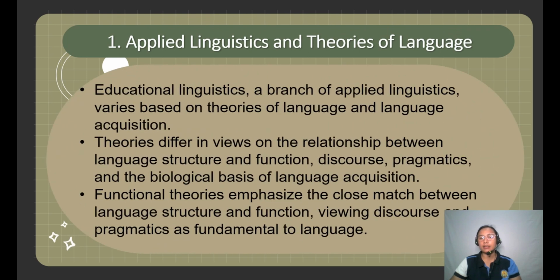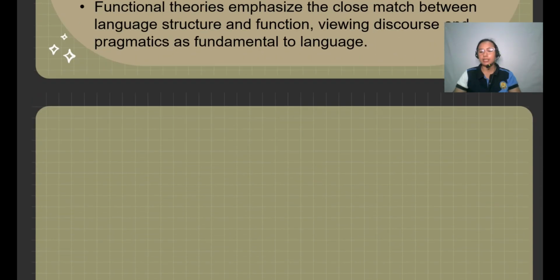First, let's talk about applied linguistics and the theories of language. Educational linguistics is a branch of applied linguistics, and varies based on theories of language and language acquisition. Theories differ in views on the relationship between language structure and function, discourse, pragmatics, and the biological basis of language acquisition. Functional theories emphasize the close match between language structure and function, viewing discourse and pragmatics as fundamental.